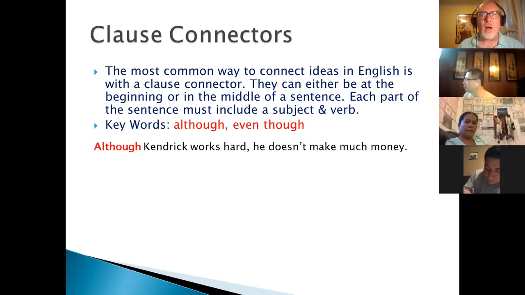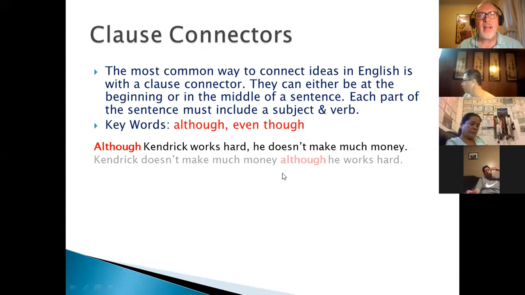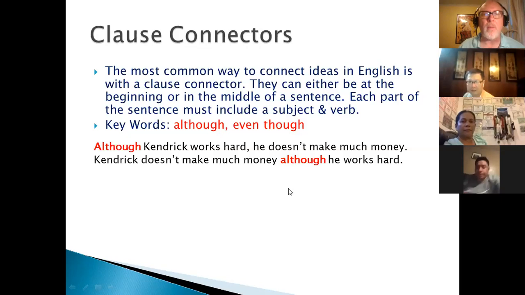Examples. Although Kendrick works hard, he doesn't make much money. It's a little bit surprising, right? Usually if you work hard, you can make good money, but not Kendrick. Although Kendrick works hard, he doesn't make much money. Or Kendrick doesn't make much money, although he works hard. Notice I can put although in the front or although in the middle. If it's in the front, I need the comma. If it's in the middle, no comma. Aunque in Spanish, although.